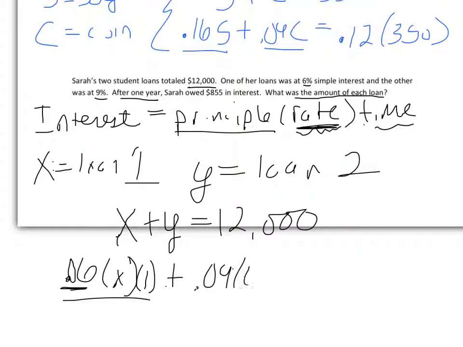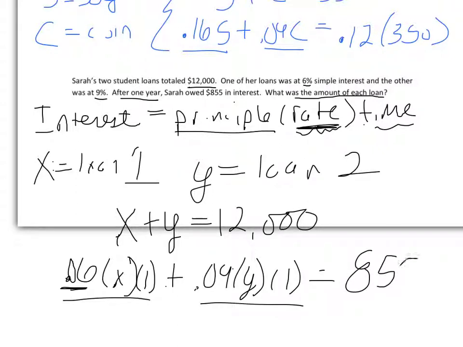How much are we borrowing? We're borrowing Y dollars, times the time is 1. So this is the amount of interest from her second loan. So the amount of interest from her first loan plus the amount of interest from her second loan is the total amount of interest, which is $855. That right there is the setup for the third one.